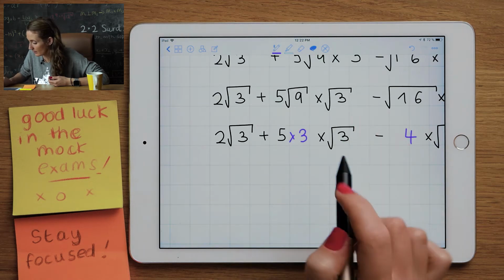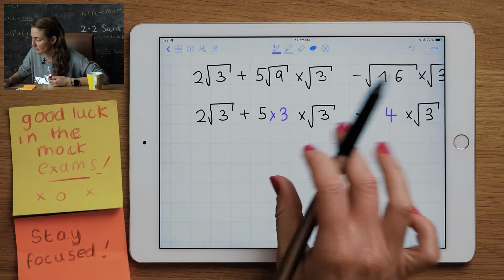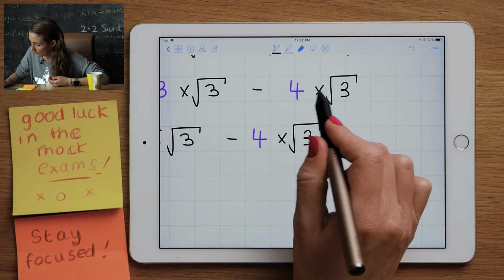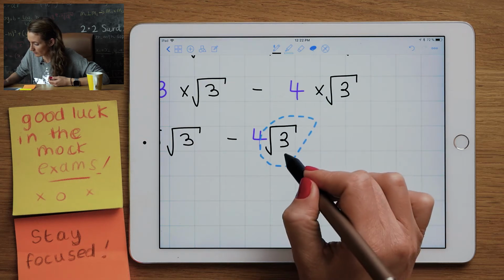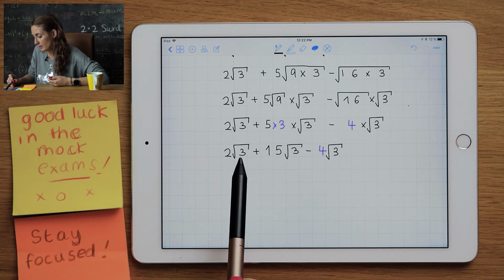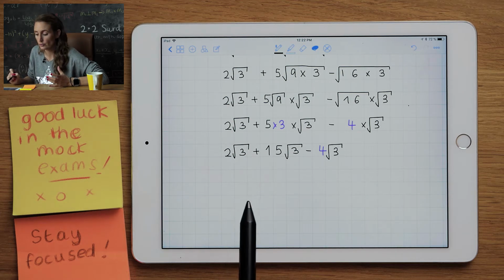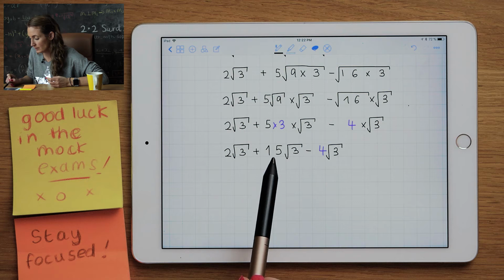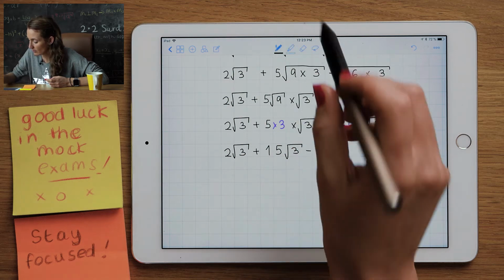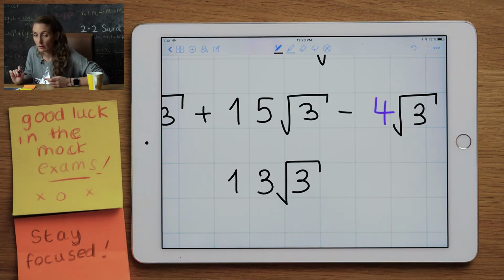Now here, 5 times 3, these should be multiplied together before we continue. So 5 times 3 is 15. 4 times square root 3 we can just write as 4 square root 3. Now we can add these all together because they're all square root 3s now, they're all matching. So they've become like terms after we've broken them down. So 2 plus 15 is 17. And then if we take away 4 from the 17, we'll get 13. So our final answer is 13 square root 3.